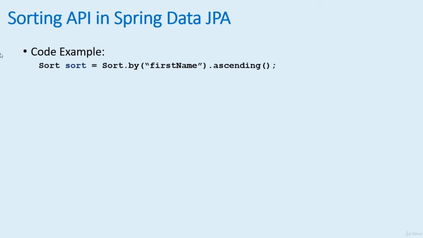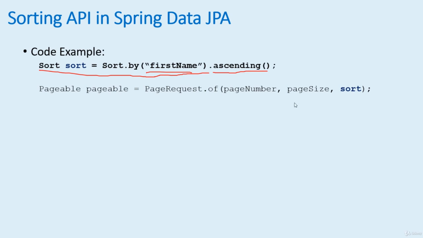It is very simple. You see, here we create a sort object by specifying the field name, first name here, and the sort order here, ascending. And then we can pass the sort object when creating a pageable object here. And we pass the pageable object to the findAll method of the repository. So it is very simple.